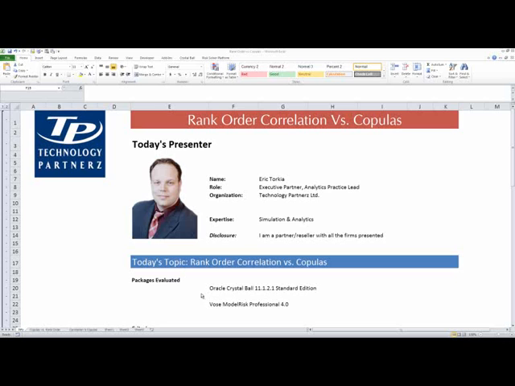The packages we're going to use to do the demonstration are Oracle Crystal Ball and Vose ModelRisk. We could have used @risk or Solver, but in this particular instance we've picked these two. Oracle Crystal Ball, Solver, and @risk use rank order correlation, whereas Vose ModelRisk is quite unique in its use of copulas.